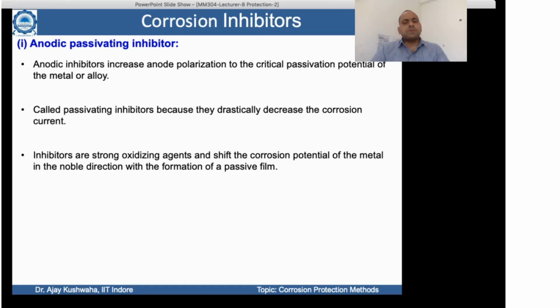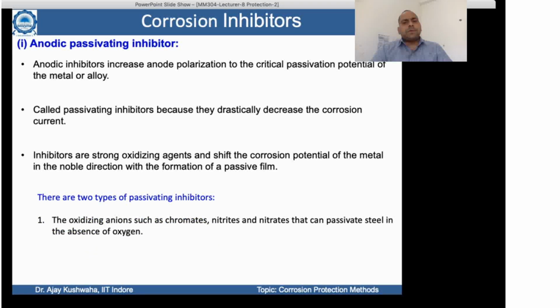Further, these inhibitors are strong oxidizing agents and shift the corrosion potential of the metal in the noble direction with the formation of a passive film. The idea is, let's say a material is going to corrode at potential -1, then it is going to shift to at least -0.7 or -0.8, giving a window of 0.1, 0.2 or 0.3 volt on the higher side. I'm just giving a rough figure, it's not a number. So the idea is if your material is somewhere here, and you are able to shift it slightly to the lower side, it is going to have less tendency to corrode. That is the beauty of this kind of inhibitor. It is going to shift the corrosion potential toward the noble direction.